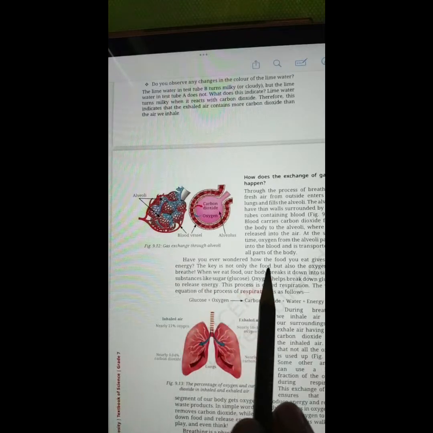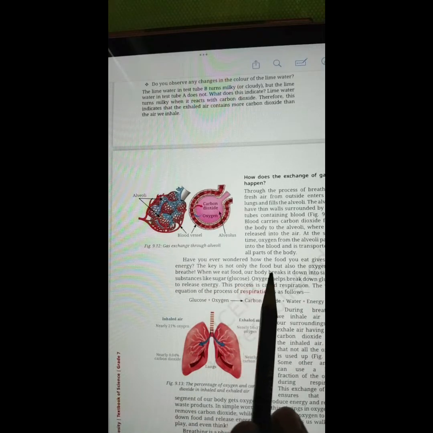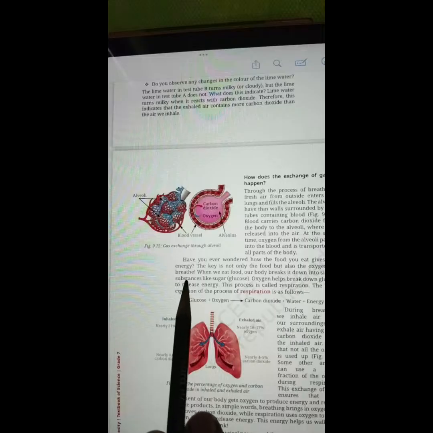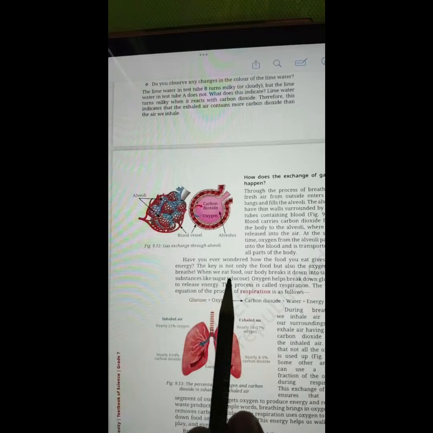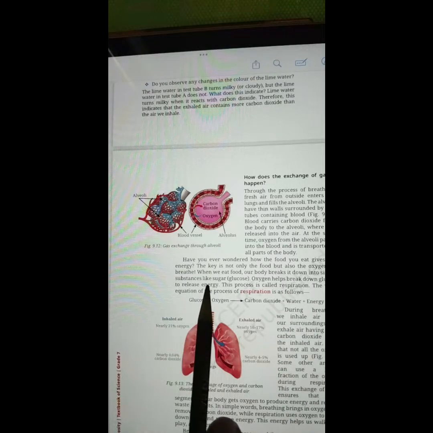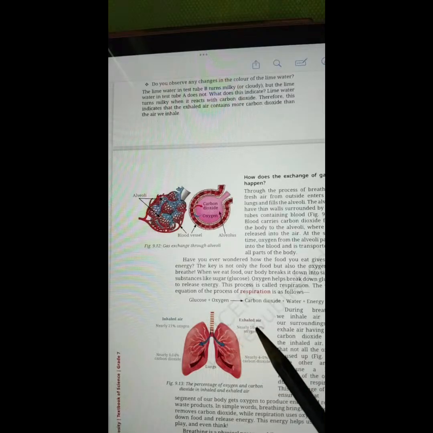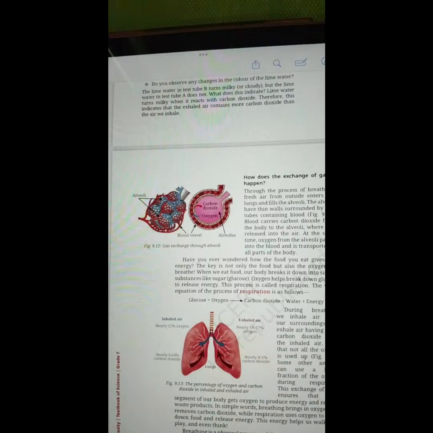Have you ever wondered how the food you eat gives you energy? The key is not only the food but also the oxygen we breathe. When we eat food, our body breaks it down into simpler substances like sugar, glucose, etc. Oxygen helps the breakdown of glucose to release energy. The process is called respiration, and the equation for respiration is as follows. Glucose unites with oxygen to form carbon dioxide, water, and energy.